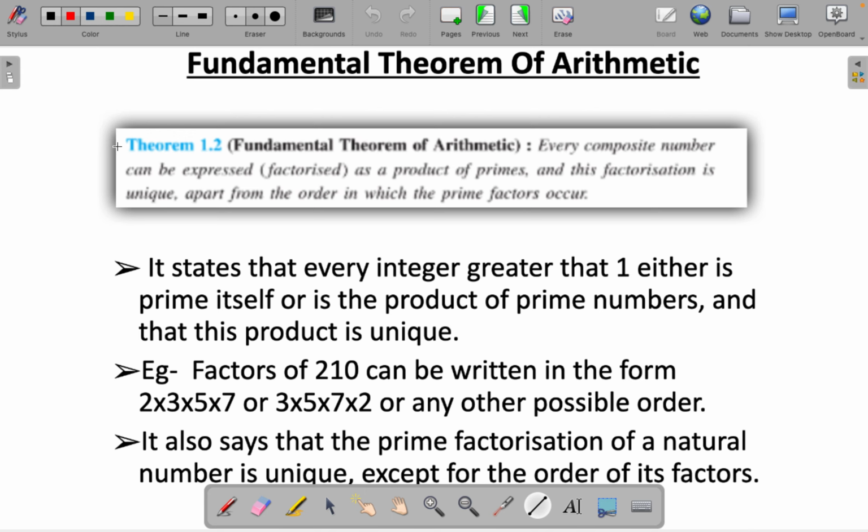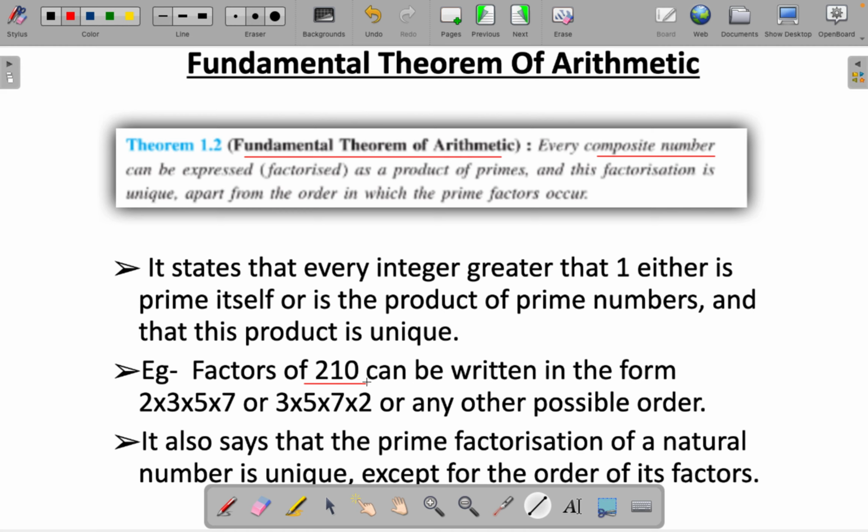Before moving on to the exercise, you should know what the fundamental theorem of arithmetic is. The fundamental theorem of arithmetic says every composite number... Now, what do you mean by a composite number? A number which has more than two factors, right? So every composite number can be expressed, or can be factorized, as a product of primes, and this factorization is unique apart from the order in which the prime factors occur. What do you mean by that?